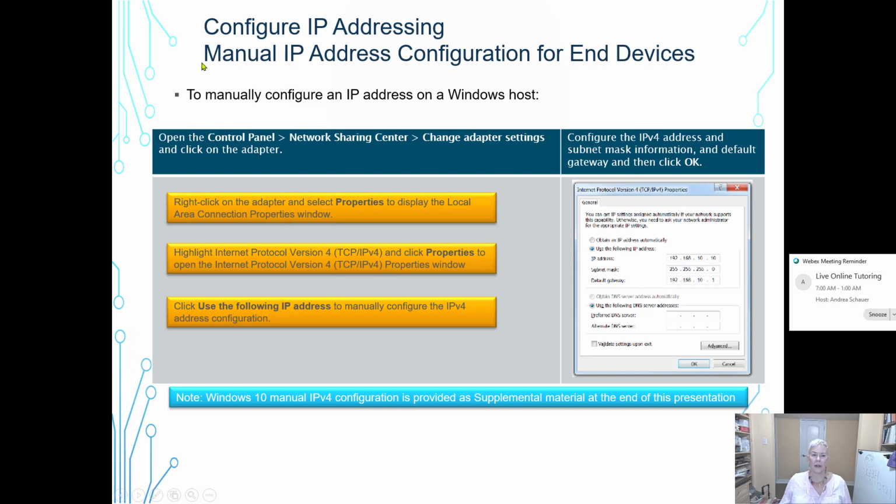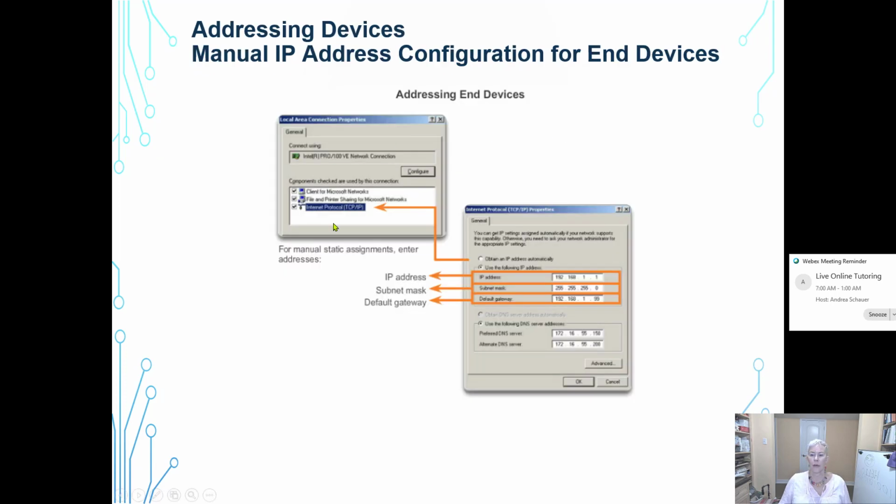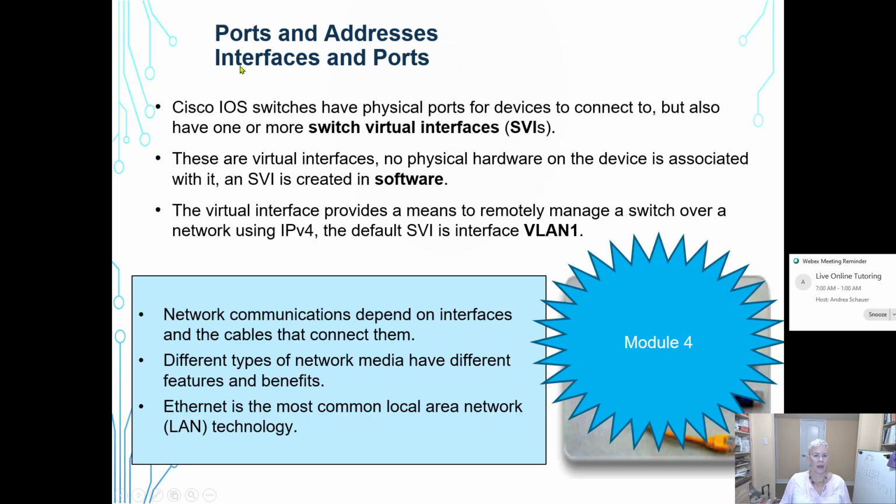When you set something manually, you've got to go into the control panel. We'll show you an example in class. There's also a way to set your device back to an automatic IP address. This is called DHCP, Dynamic Host Configuration Protocol. Something else that we'll be doing, I think that's module 10 or 11, we'll be talking about DHCP. More about addressing. This is more about DHCP, ports and addresses.